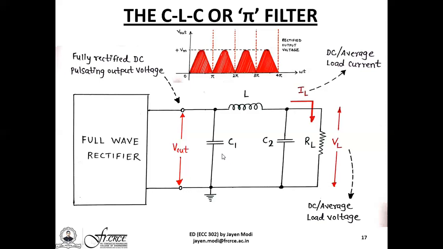The diagram is the same. You have the capacitor C1, you have the capacitor C2, and you have the inductor L between them. The load resistance RL is connected in parallel or in shunt with capacitor C2. IL represents the DC or the average load current flowing through RL, whereas VL represents the DC or the average load voltage obtained across the load RL.